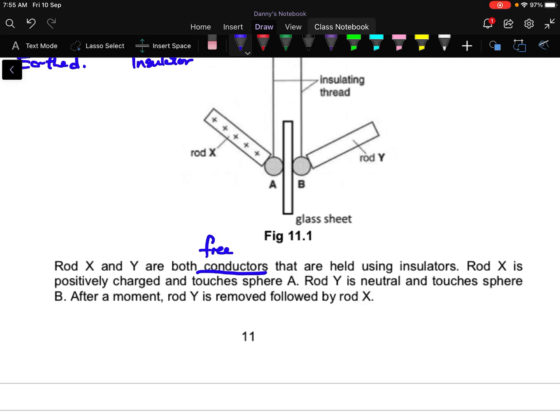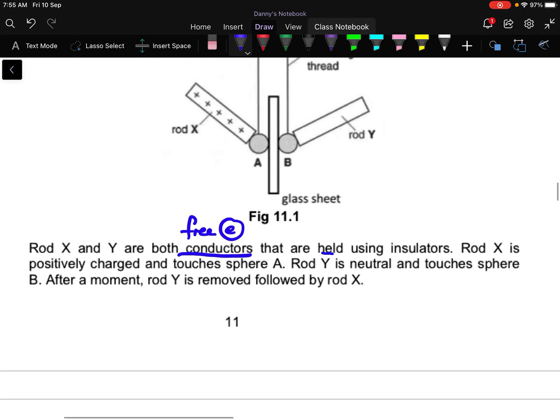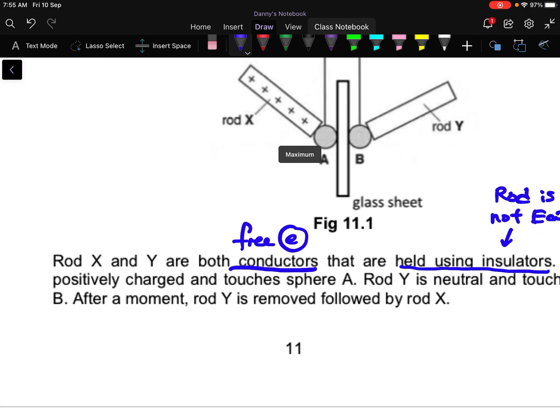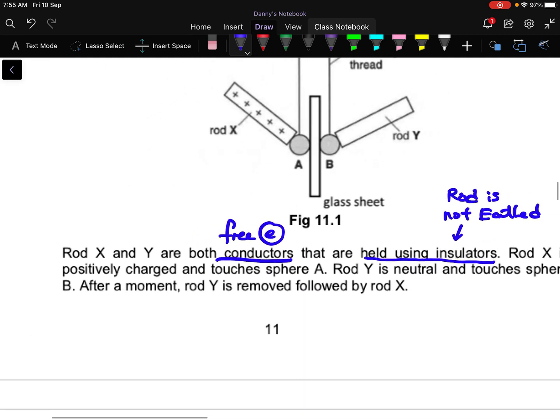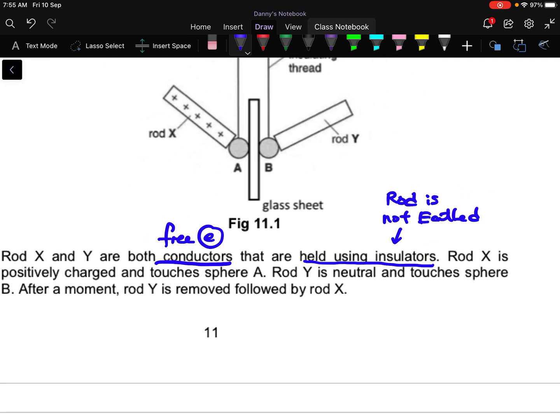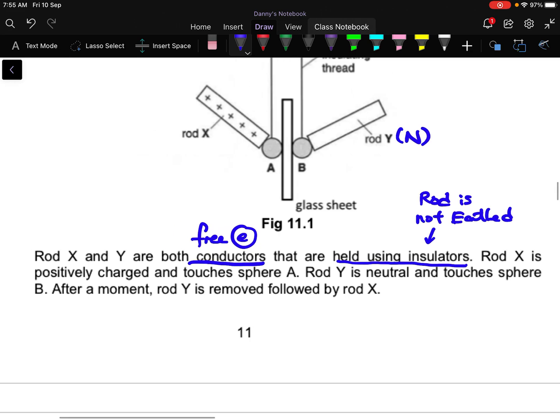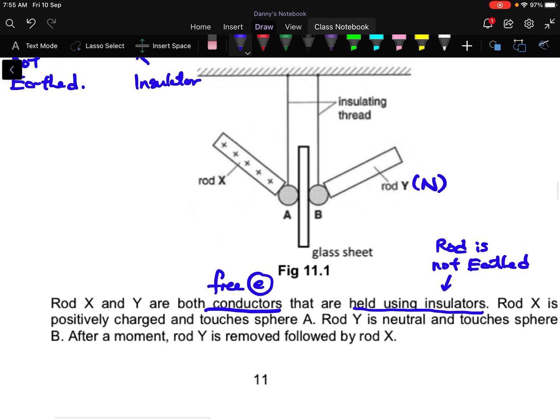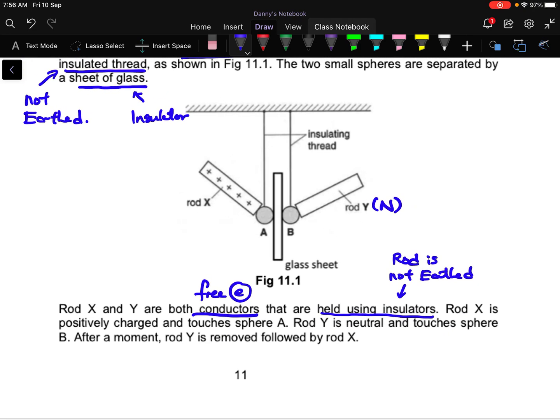Then rods X and Y are both conductors, meaning there's free electron flow, which can flow in or flow out. They are held by insulators, so again this simply tells you that the rods are not earthed. They are completely isolated. Then X is positively charged, which is already shown in the diagram, and it touches sphere A. Rod Y is neutral, and it touches sphere B, which is also neutral. After a moment, rod Y is removed before rod X.